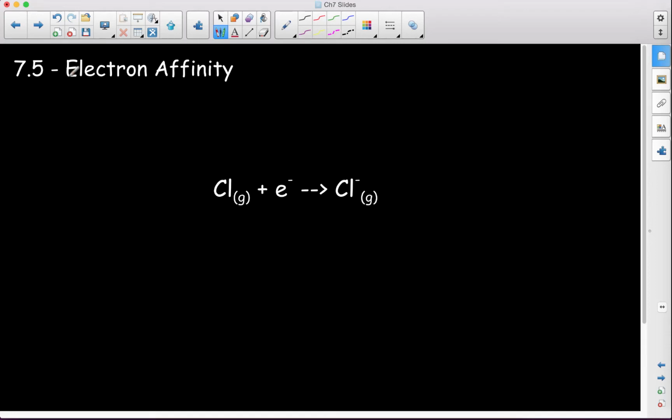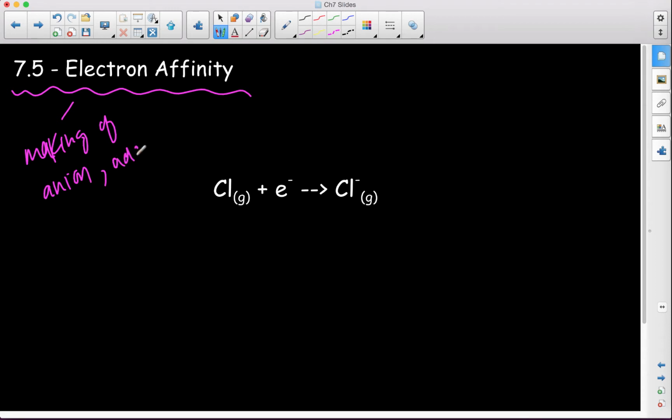Hello AP Chemistry and welcome to the final of our periodic trends. Okay, that's not true. There's one more in the next chapter, but the final one for chapter 7 is electron affinity, okay? Which we are talking here about the making of a cation, making of an anion, right?